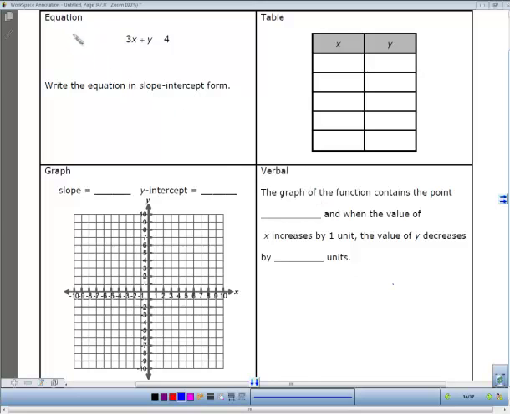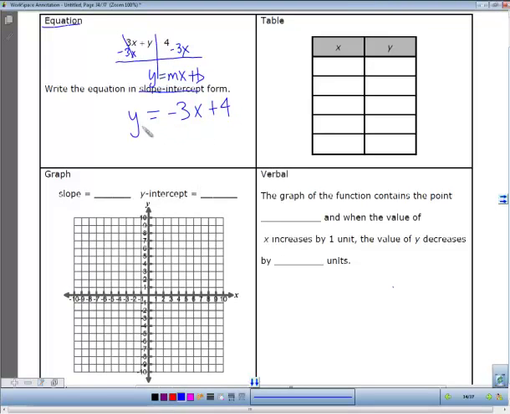So the equation part of this, we have an equation that says 3x plus y equals 4. And I'm told to write the equation in slope-intercept form. Slope-intercept form, remember, is y equals mx plus b. So in order to do that, I need to move some things around, because right now I have 3x and y on the same side. So I'm going to subtract 3x and subtract 3x. That's going to give me y on the left, and then on the right side I have a negative 3x and then a positive 4.